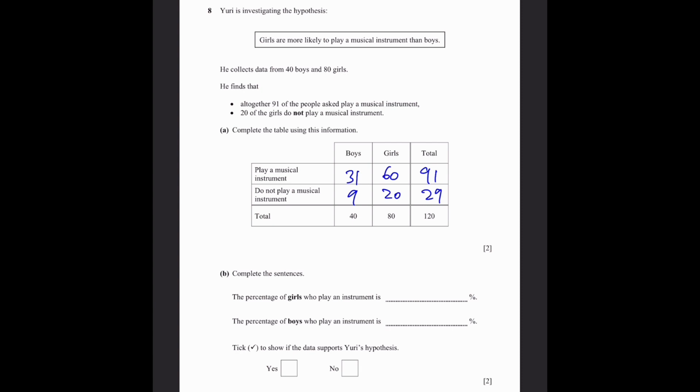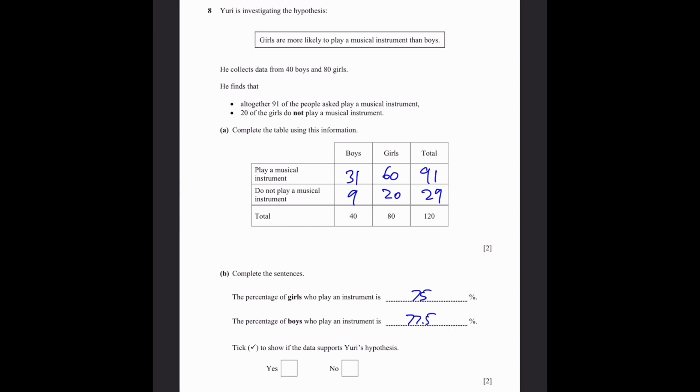B. Complete the sentences. Percentage of girls who play a musical instrument is blank percent, and the same for percentage of boys. So the percentage of girls will be 60 by total 80 into 100%, and that'll be 3 by 4 into 100, 75%. Percentage of boys will be 31 by 40 into 100%, and that will be 77.5% if you did it correctly.